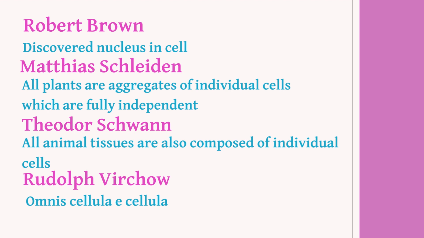Theodor Schwann. Theodor Schwann is a German zoologist. In 1839, he reported that all animal tissues are also composed of individual cells. Rudolf Virchow. Rudolf Virchow gave the concept of omnis cellula e cellula. He proposed that all living cells arise from pre-existing cells. Louis Pasteur in 1862 provided an experimental proof of these ideas.